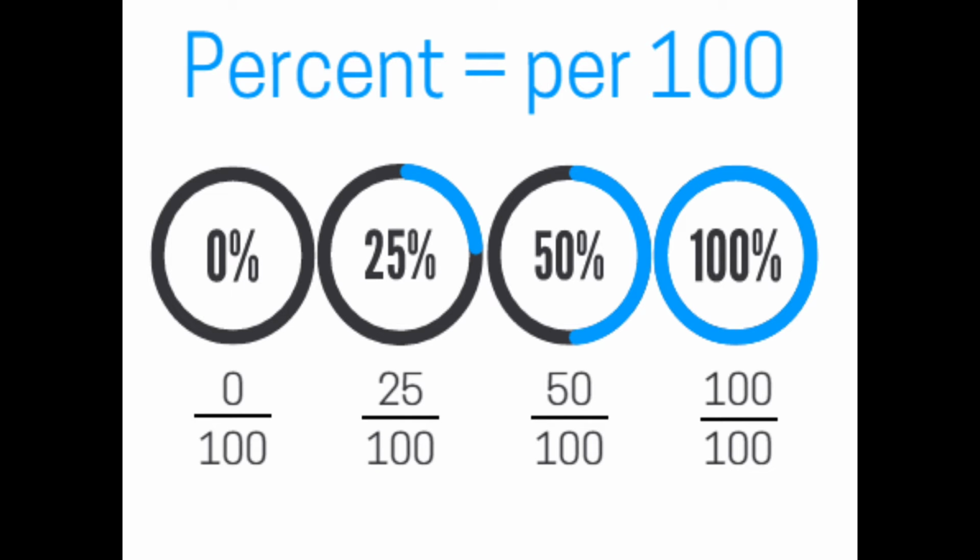Here, 0 percent means 0 by 100. 25% means 25 by 100. 50 percent means 50 by 100. 100% means 100 by 100. So this is how we write percent.